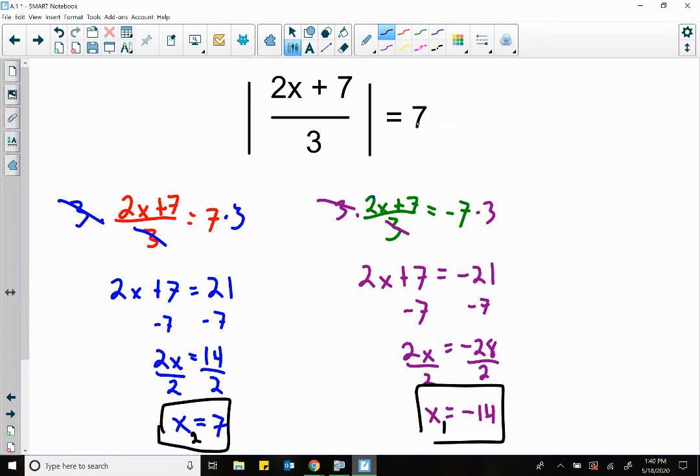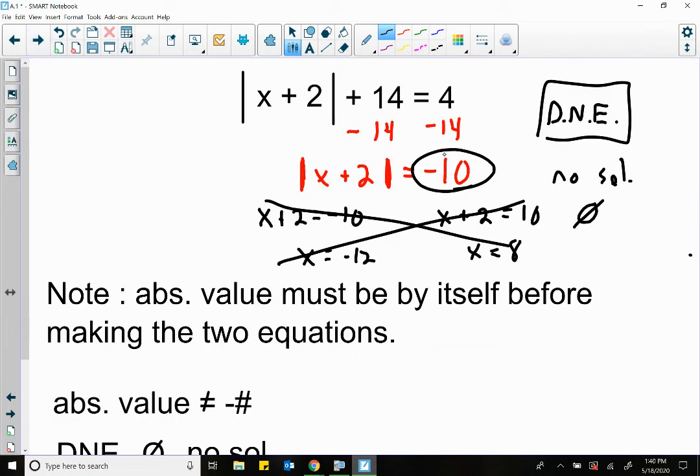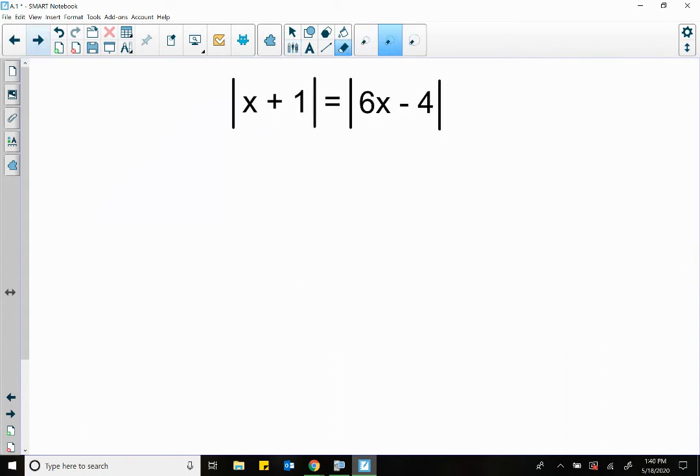This is a positive distance. When you get down here, you're not taking an absolute value equal to a negative number. You're taking an equation equal to that negative number. That's the difference. This is no longer absolute value in here. This is two equations. So you got to be careful of that. Absolute values cannot be equal to negative numbers. It's not good. It's a D and E. It does not exist.